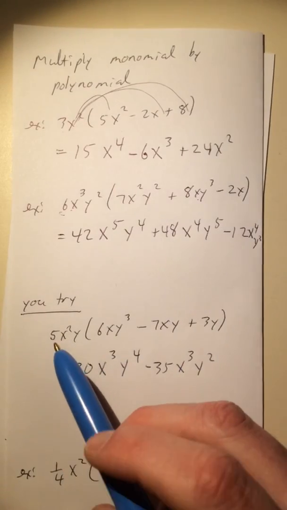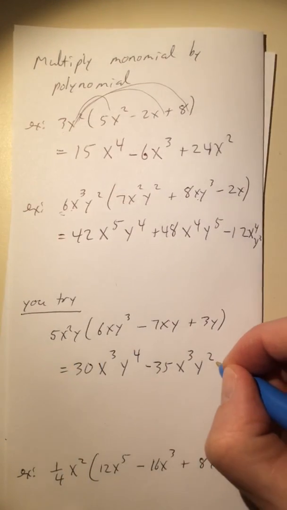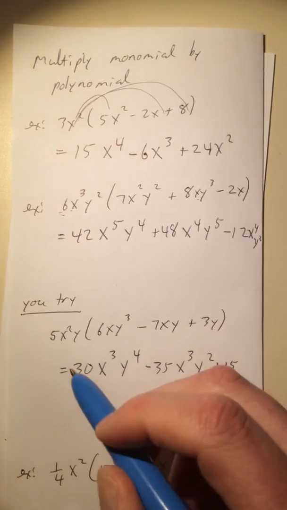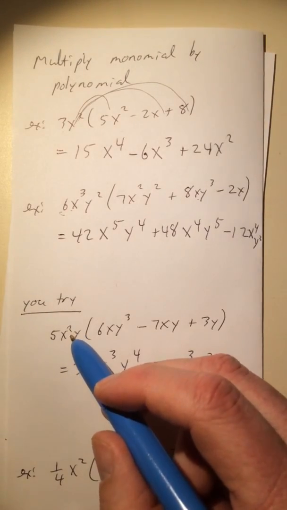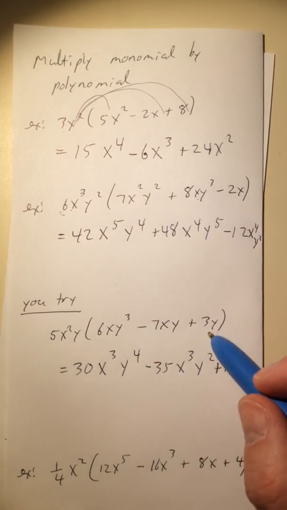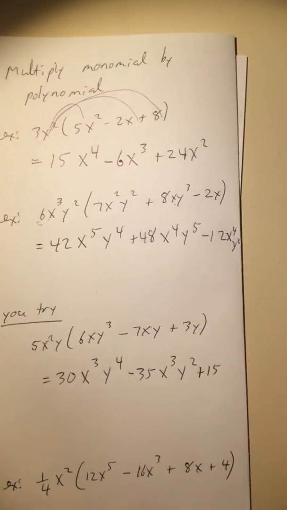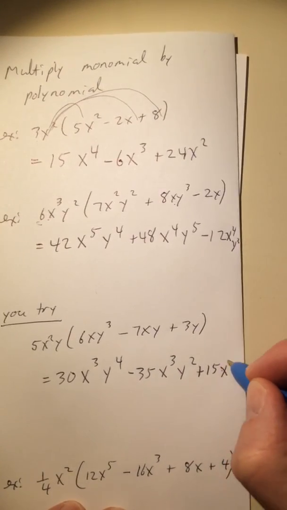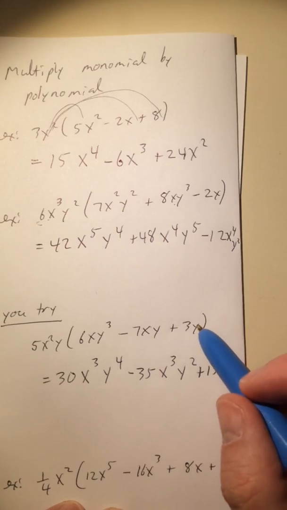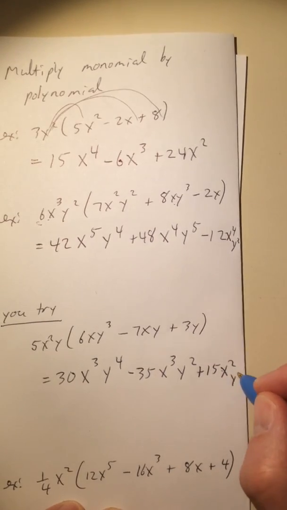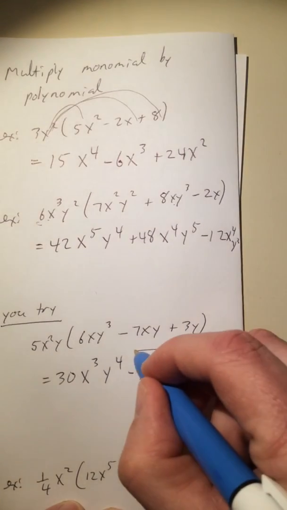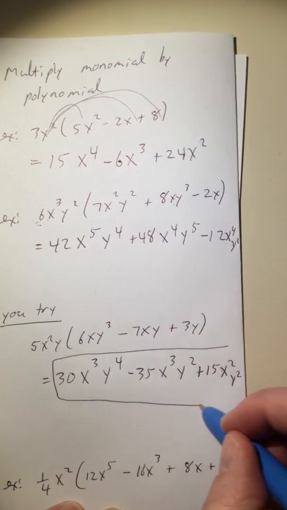And then the last one, we have 5 times 3 is 15. X squared times nothing here in terms of x's, so we just have the x squared, that's fine. So we got x squared, and we got y times y is y squared. And we are done, and hopefully that's what you got.